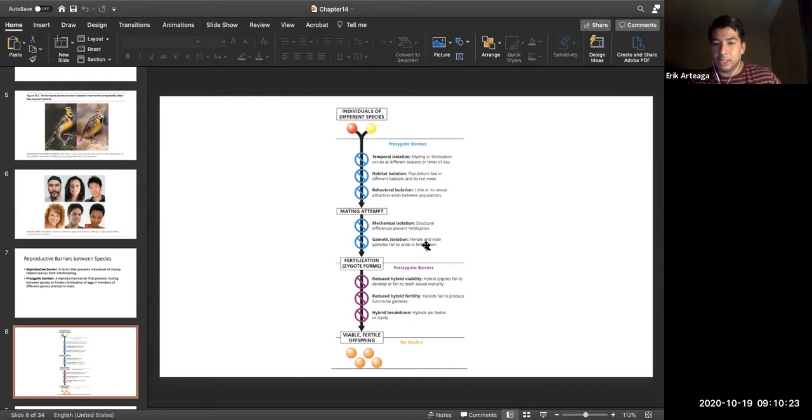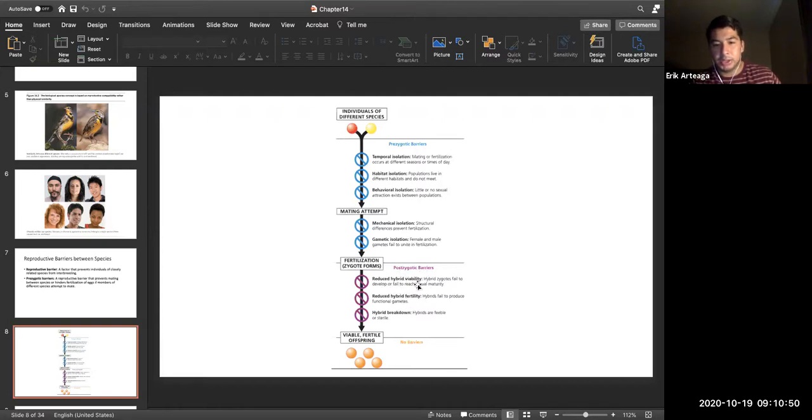Okay. Gametic isolation. Female and male gametes fail to unite in fertilization. So maybe it's the ability for that sperm to survive in the female reproductive tract. It could be a mechanical inability, so inappropriate swimming, inappropriate fusion, right? There could be a lot of different things that can occur at that mating attempt.